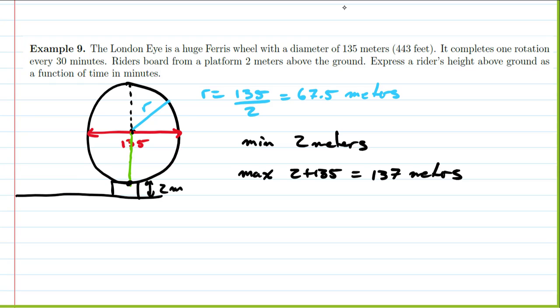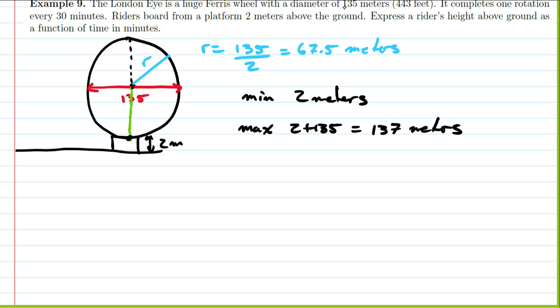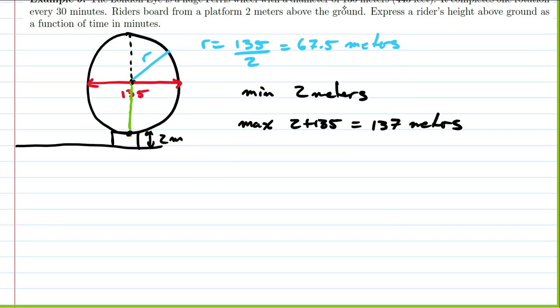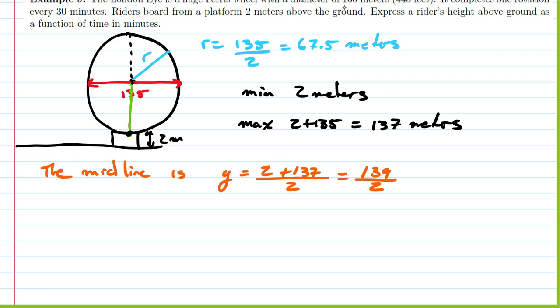So if that's the case, the min is at 2 and the max is at 137, where's the midline? So the midline is y equals 2 plus 137 over 2, which is 139 over 2, which gives us 69.5 meters.